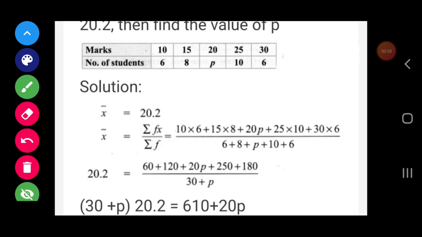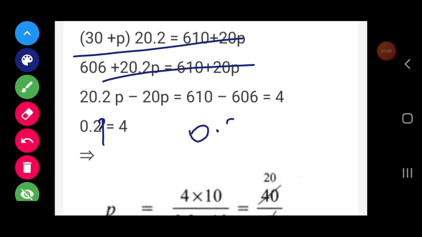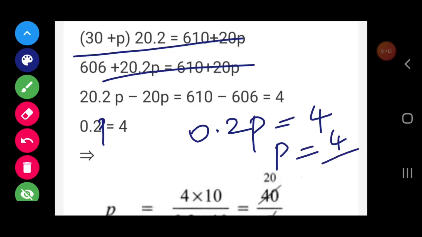Now when we simplify this, we will get 0.2 P equal to 4. This is normal simplification you can do. So finally we get 0.2 P equal to 4. Now what will be the P value? It will be 4 divided by 0.2.